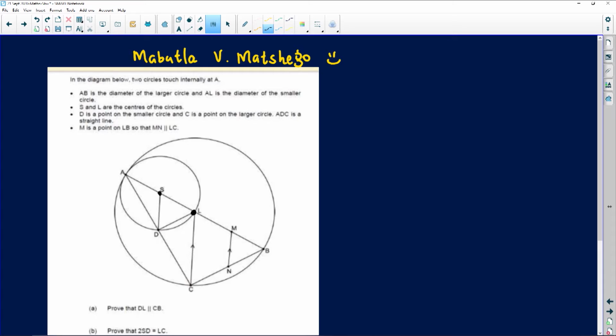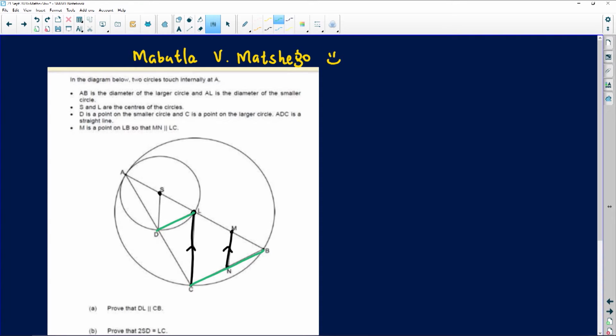M is a point on LB, such that MN will be parallel to LC. Good news there, this is simply parallel to this. Immediately my brain tells me that the proportionality theorem is likely to play a role in this particular question. Question 1 says we need to prove that DL is parallel to CB. We must prove that this line DL is parallel to that line CB.